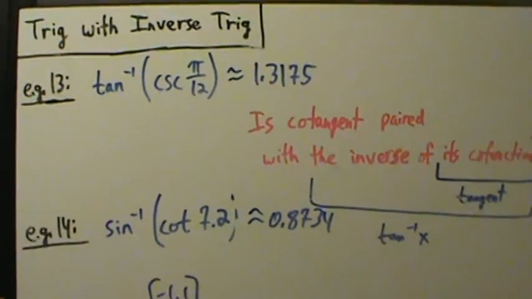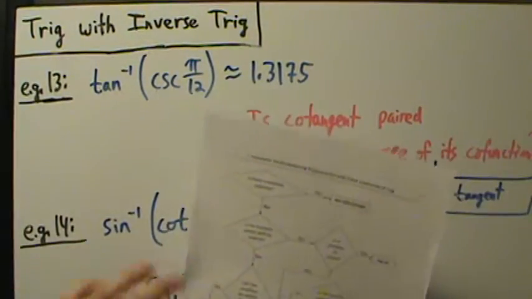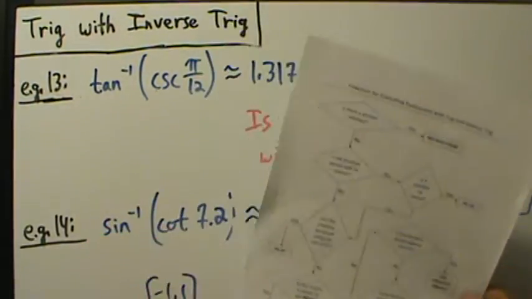So that's 2 more examples of evaluating trig with inverse trig functions. And that's another example of using the flowchart here. So now we've gone through all the possible paths in the flowchart over the past 14 examples.